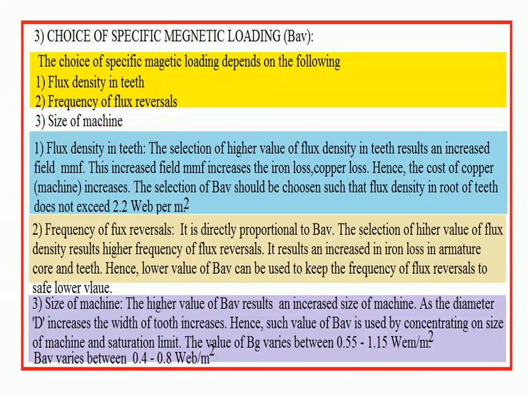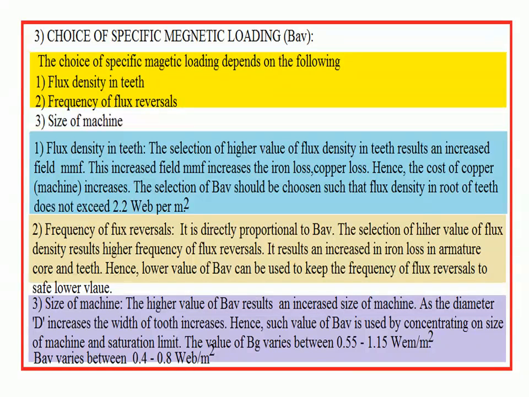Number 1, flux density in teeth. If a higher value of flux density is used in the teeth, it increases the field MMF. This increased field MMF results in increased iron loss or copper loss. Hence, the cost of the copper winding increases, and hence the cost of the machine also increases.